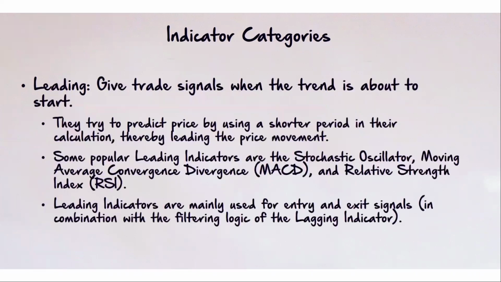For leading indicators, these are indicators that tell you ahead of time where the market wants to go. They try to predict price by using a shorter period in their calculation. Some popular leading indicators are oscillators, which are stochastic, divergence, RSI, name it. Leading indicators are mainly used for entry and exit signals in combination with the filtering logic of the lagging indicator, sometimes moving average.